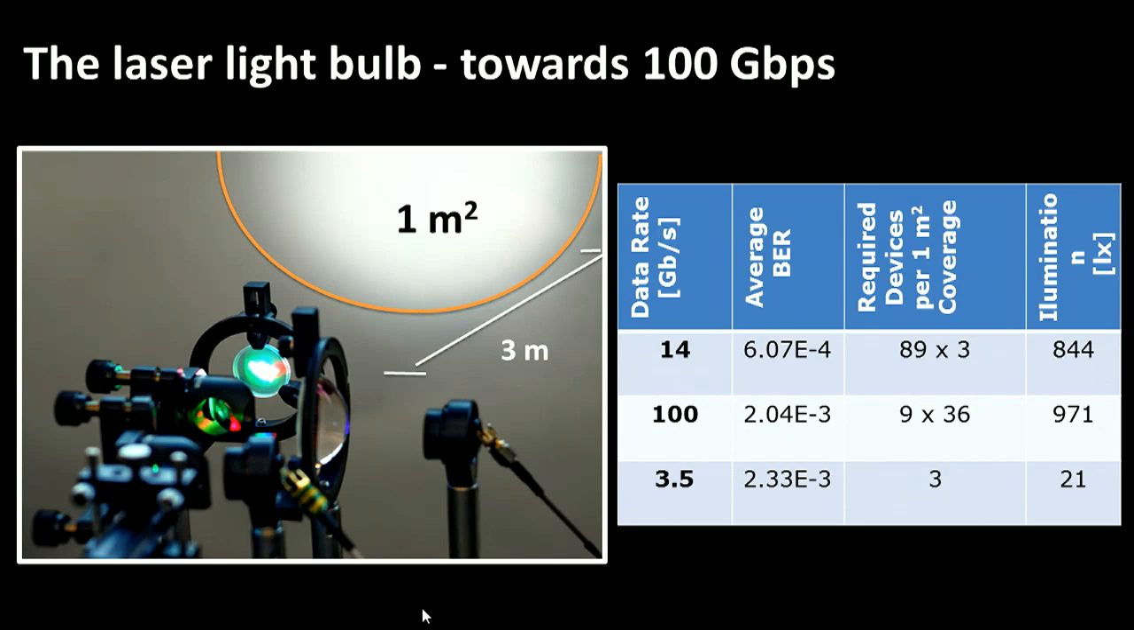So the experiment with the laser light bulb is shown here. It's, again, a construction of three lasers and a diffuser, and with a three-laser system, we have achieved here 15 gigabit per second. But if you would scale it up, you have the three system here, and if you had 89 devices per color, you would have an illuminance of about 800 lux, which is what you have in lighting these days.